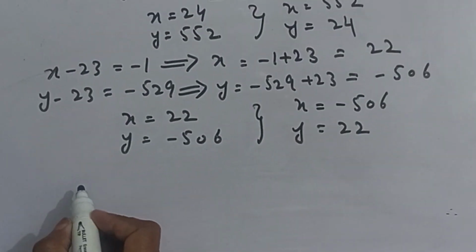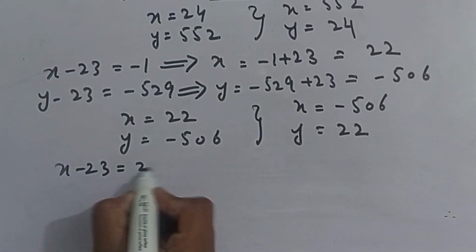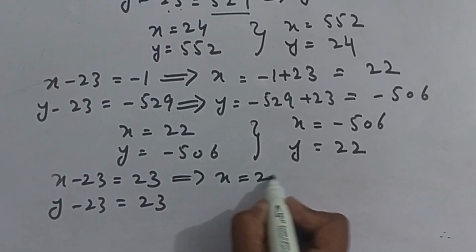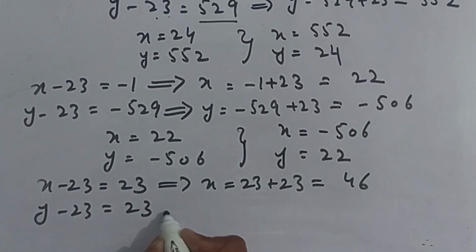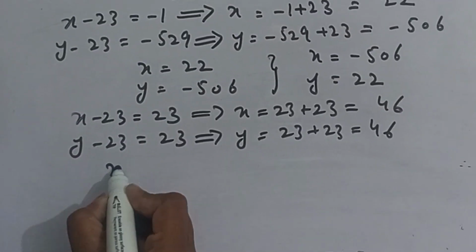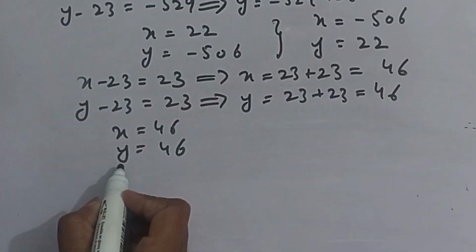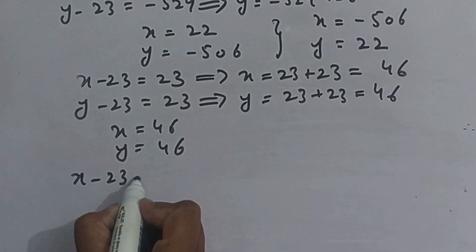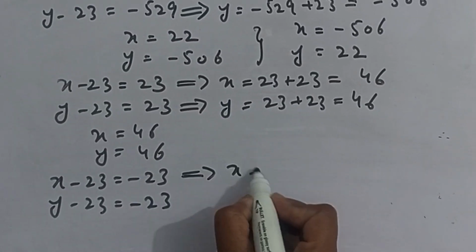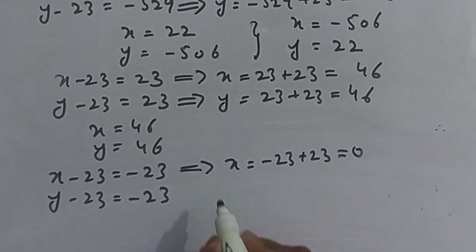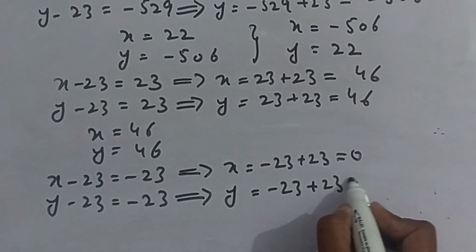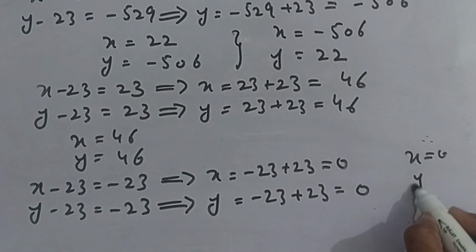Our third factor implies x minus 23 is equal to 23 and y minus 23 is equal to 23. This implies x is equal to 23 plus 23, which is 46, and y is equal to 23 plus 23, which is also 46. So in this case x is 46 and y is 46. Now we take our last factor, which implies x minus 23 is equal to minus 23 and y minus 23 is also equal to minus 23. This implies x is minus 23 plus 23, which is 0, and y is also 0. In this case x is 0 and y is also 0.